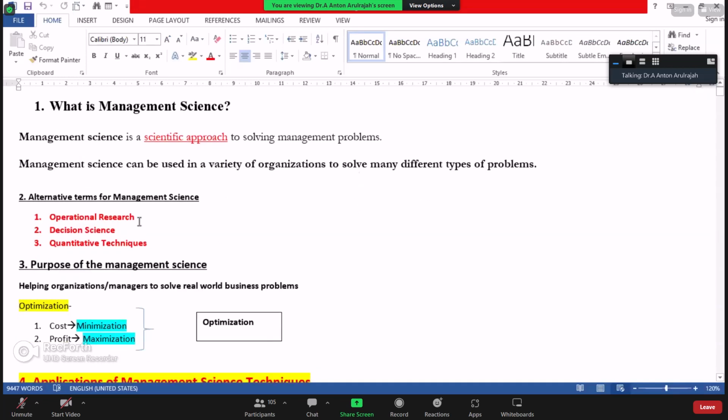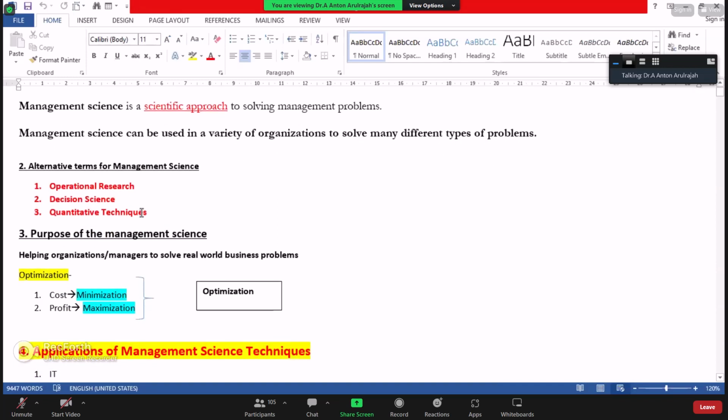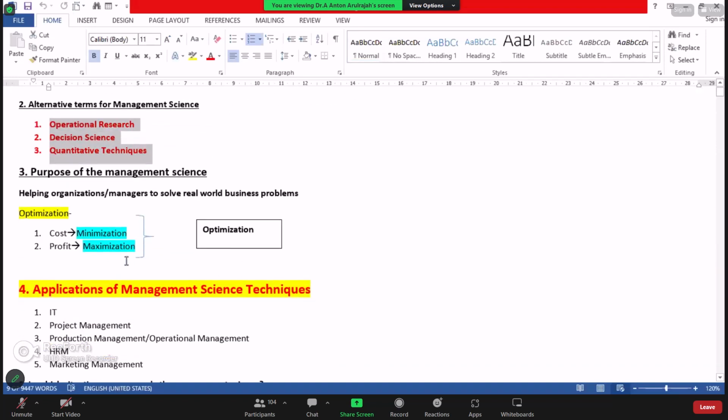Second, we looked at the alternative terms for management science: operational research, decision science, and quantitative techniques. These are some of the terms we can use as alternatives for management science. The third point is the purpose of management science. It helps organizations solve real-world business problems.